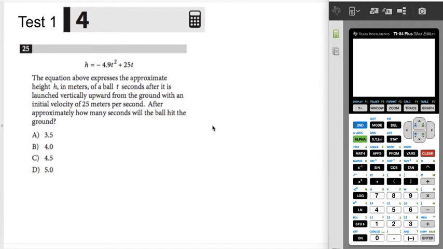H equals negative 4.9 t squared plus 25t. The equation above expresses the approximate height in meters of a ball t seconds after it is launched vertically upward from the ground with an initial velocity of 25 meters per second. After approximately how many seconds will the ball hit the ground?